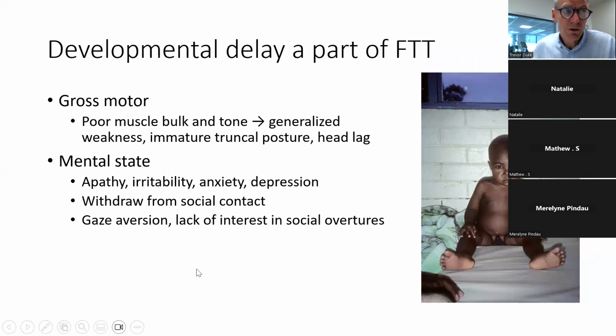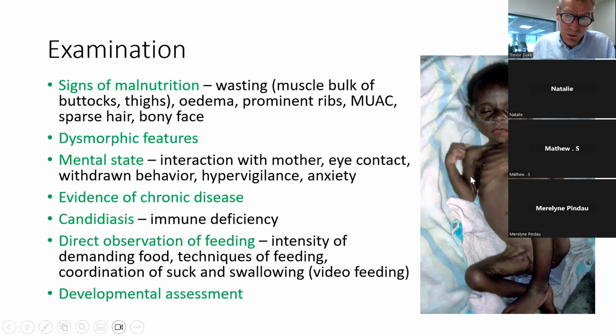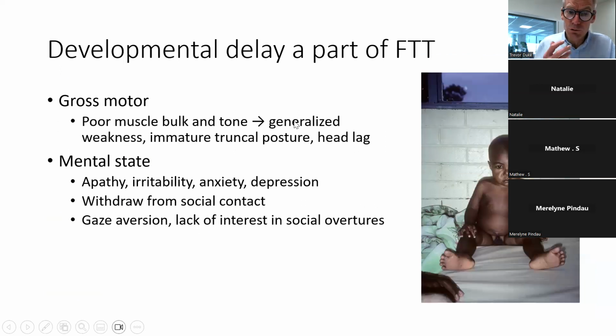Now, when you're doing a developmental assessment, especially in a child with failure to thrive, you need to look at their gross motor function. Many children with failure to thrive, like the last child I showed you, have very poor muscle bulk and tone, and often for that reason alone they will be developmentally delayed, because they have such small, limited muscle mass. They won't be able to do the things that a normal child who's got good muscle mass will be able to do. So look for gross motor function.